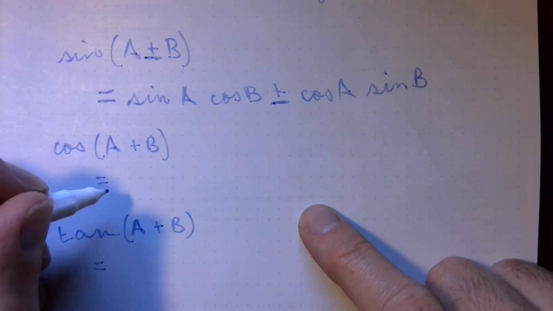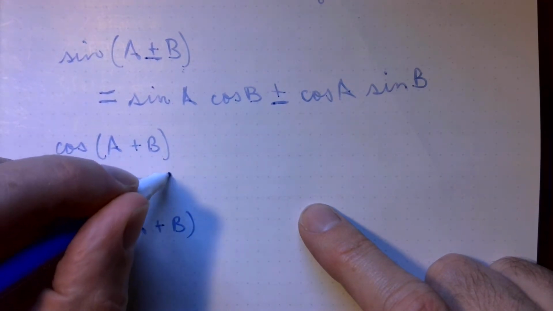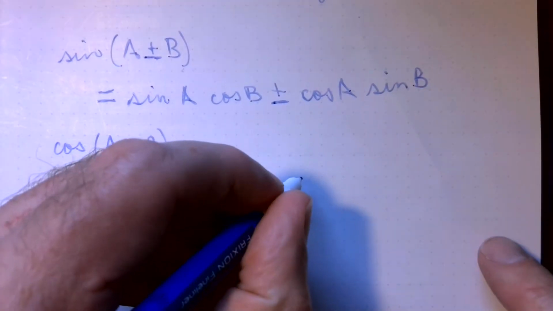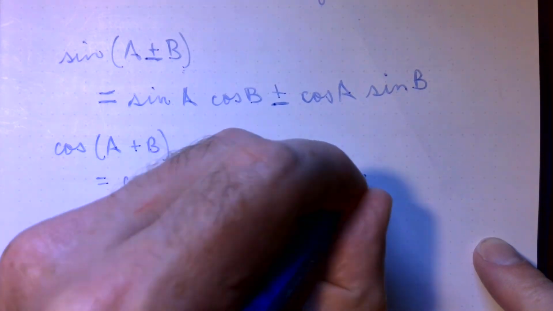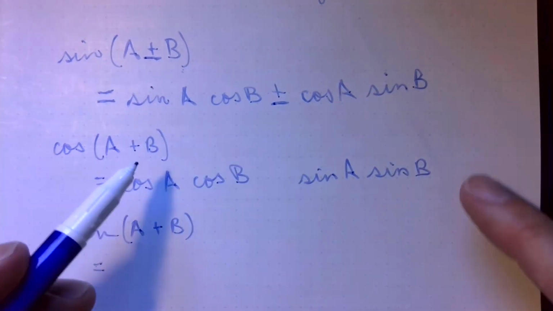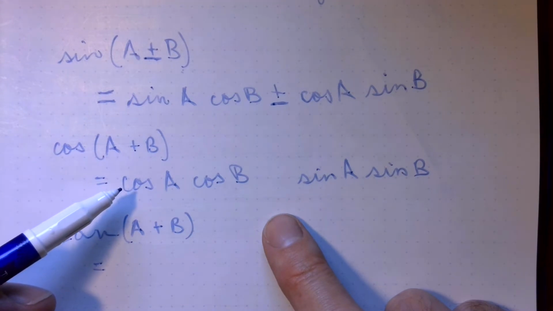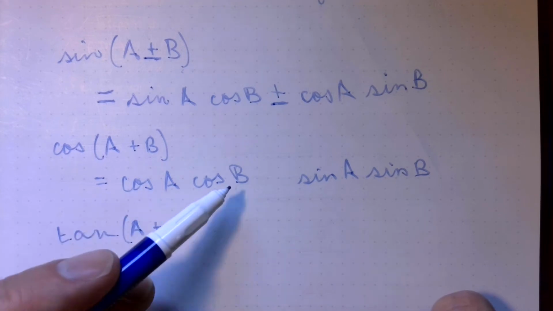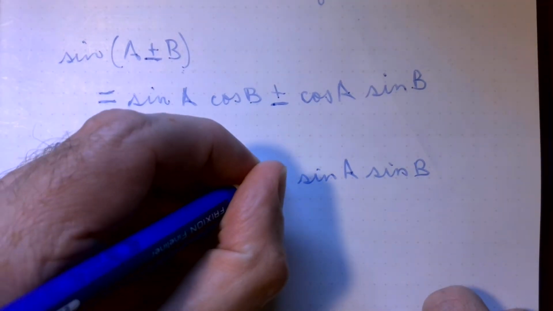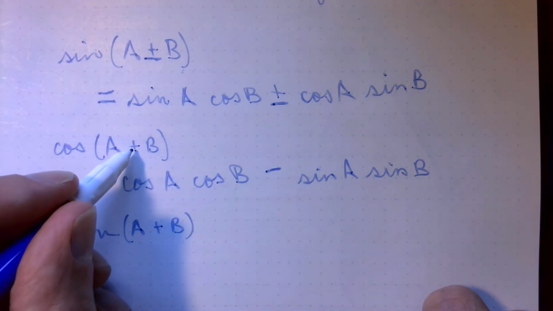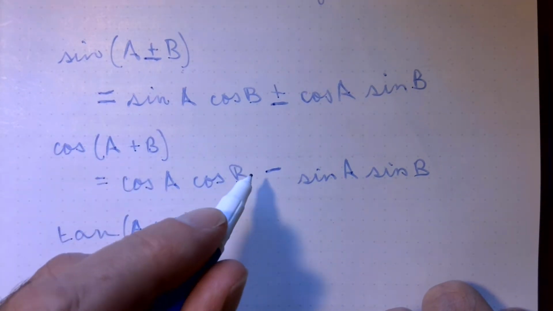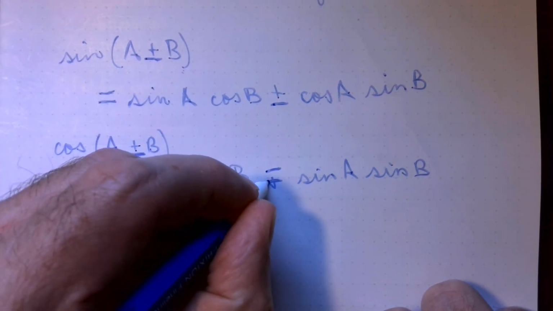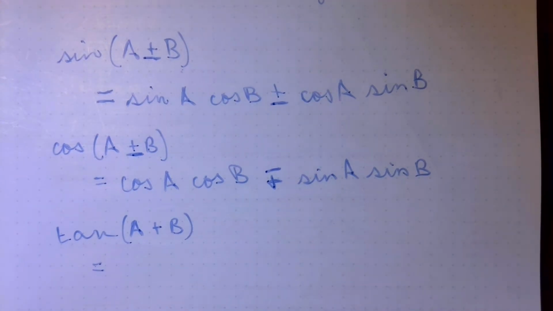Cosine, on the other hand, is a little bit different. The cosine angle sum formula is cosine A cosine B, sine A sine B. So the cosine formula also has two parts, and each part has two factors, but it's repeated. Cosine, cosine, sine, sine. And the other difference is that if there's a plus here, if you're talking about an angle sum, this is a minus over here. And conversely, if this is a minus, then we get a plus over here.